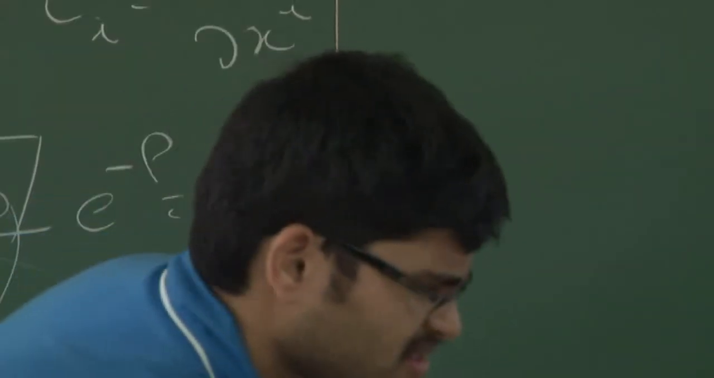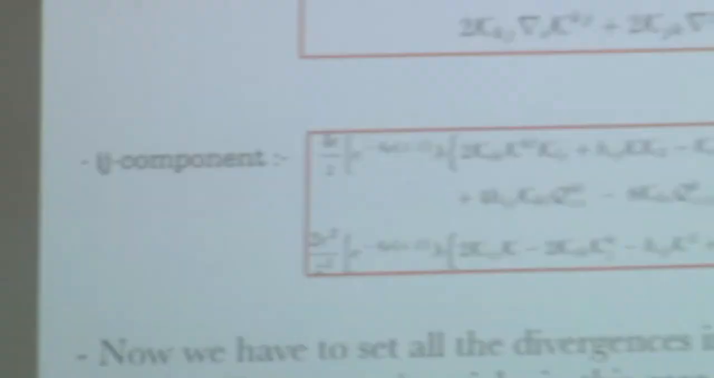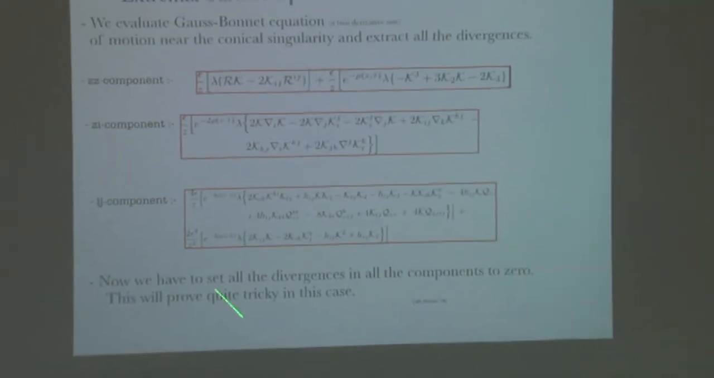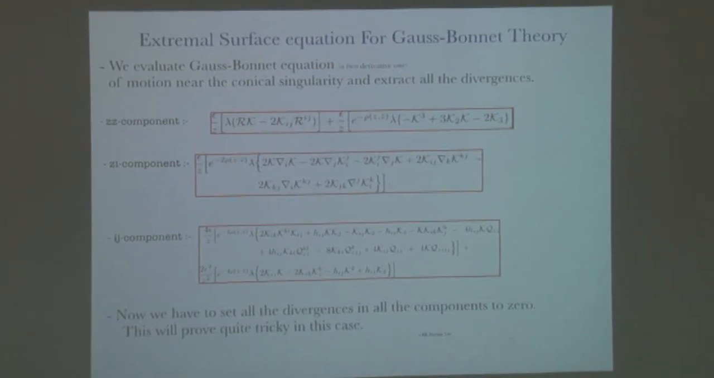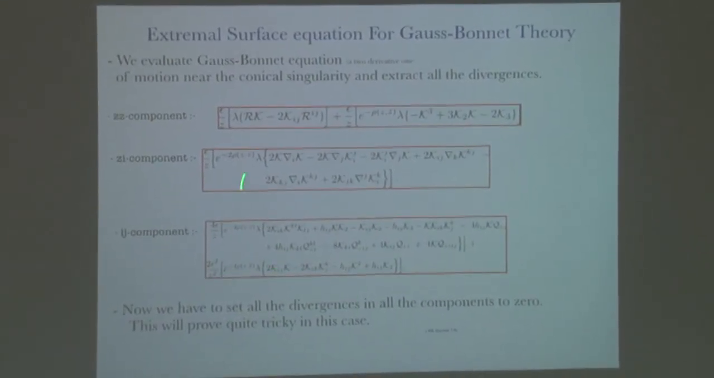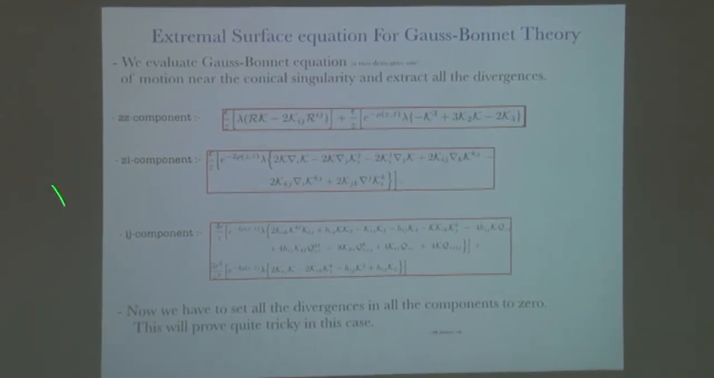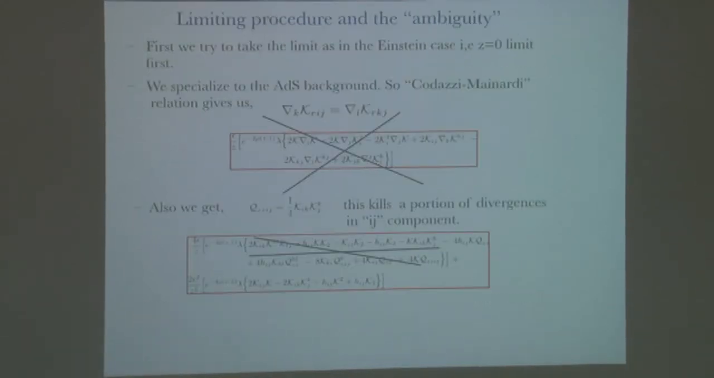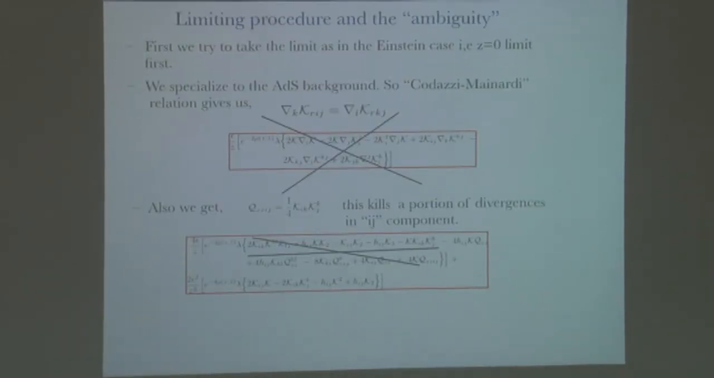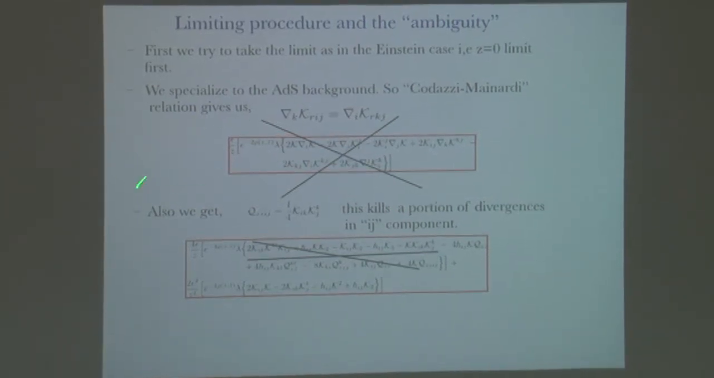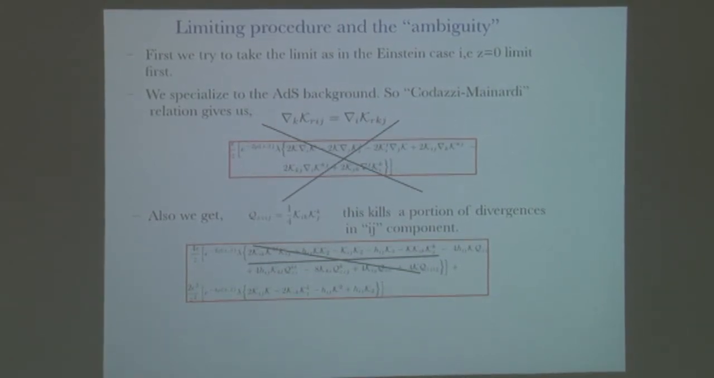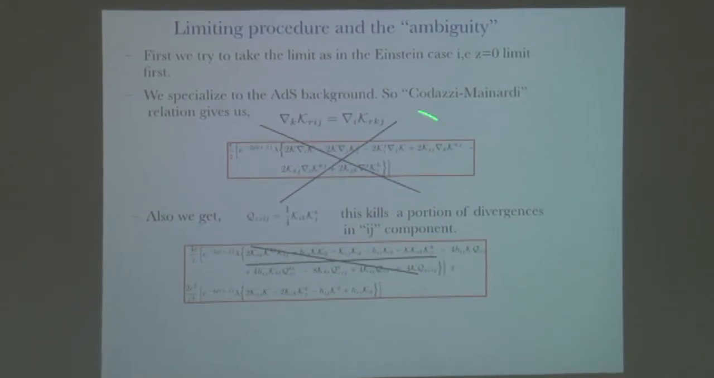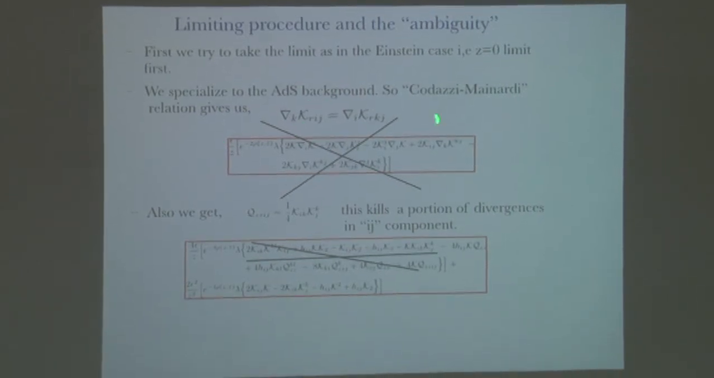This is a divergent term, but this is subleading compared to this leading term. Also we get this divergent term in this equation of motion, and now we have to set all these divergent terms simultaneously to 0, and this proved quite tricky in the case of Gauss-Bonnet gravity. So for simplicity, first start with the limiting procedure as in the Einstein case. We take the z equal to 0 limit first, and we specialize to an AdS background, then we use the Gauss-Codazzi identity, which is this.